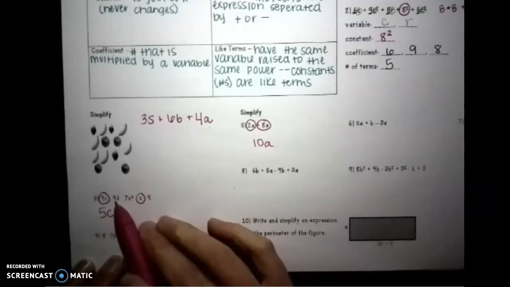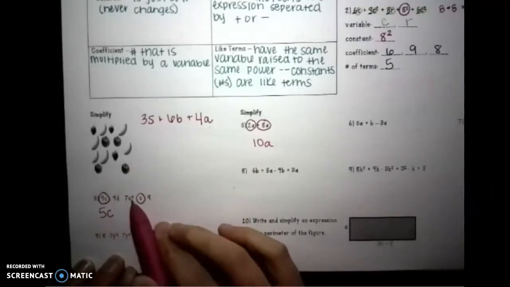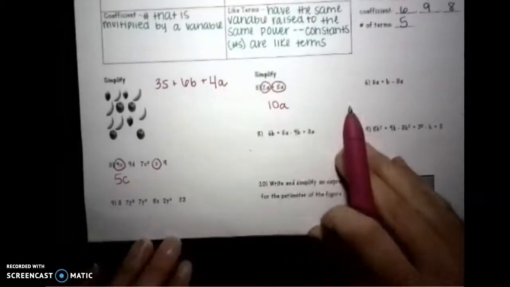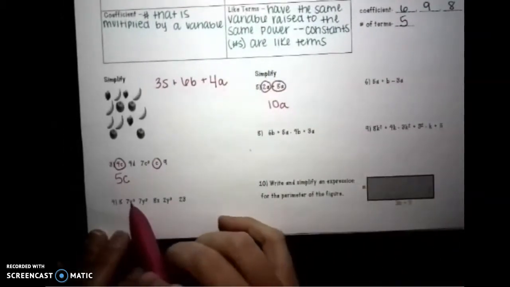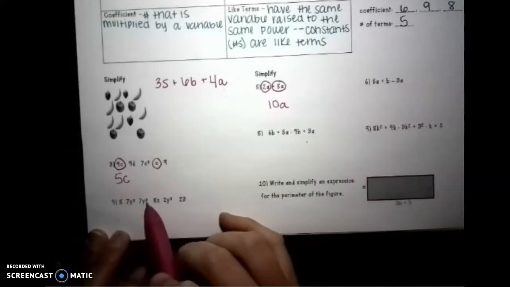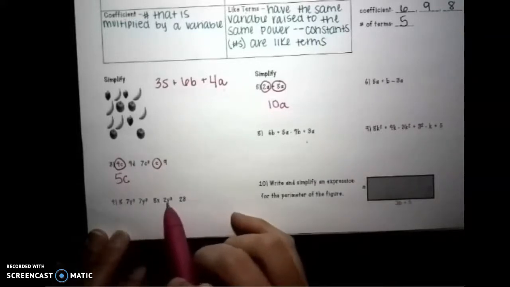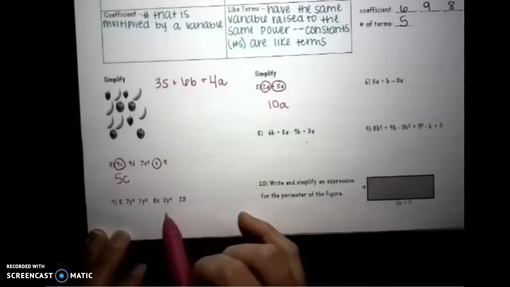I don't have any more like terms. I don't have any more D's. I don't have any more C squares or 9s, okay? And then number 4: I have 7y to the 3rd power, 7y cubed. I have 7y squared, 8x, 2y cubed, and I have 23.